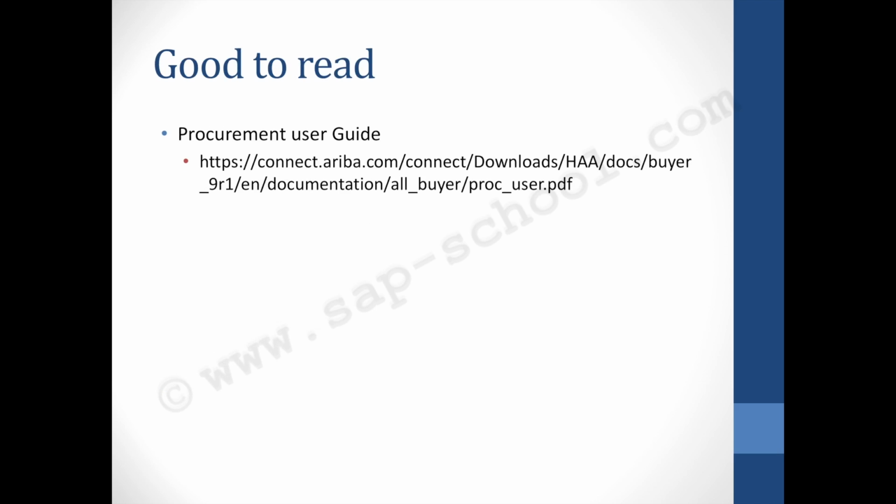Lastly, it's always good to read the procurement user guide, freely available on the internet. You could download it and have a look at the different sections that are available. It covers a part of the things that we've already discussed and a bit more detail on what the Ariba Cloud solution really offers. I recommend, please do go through it and have a good read.